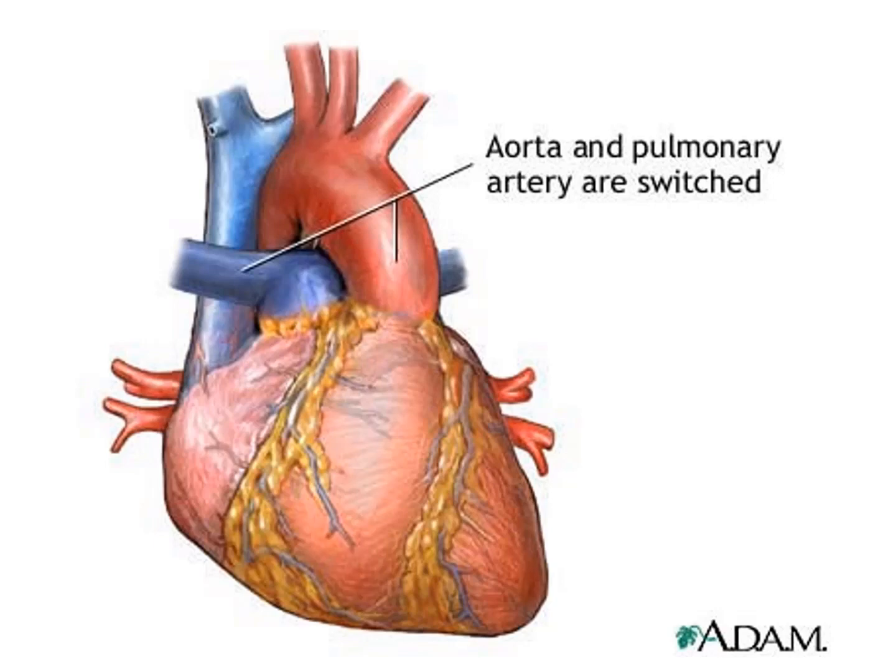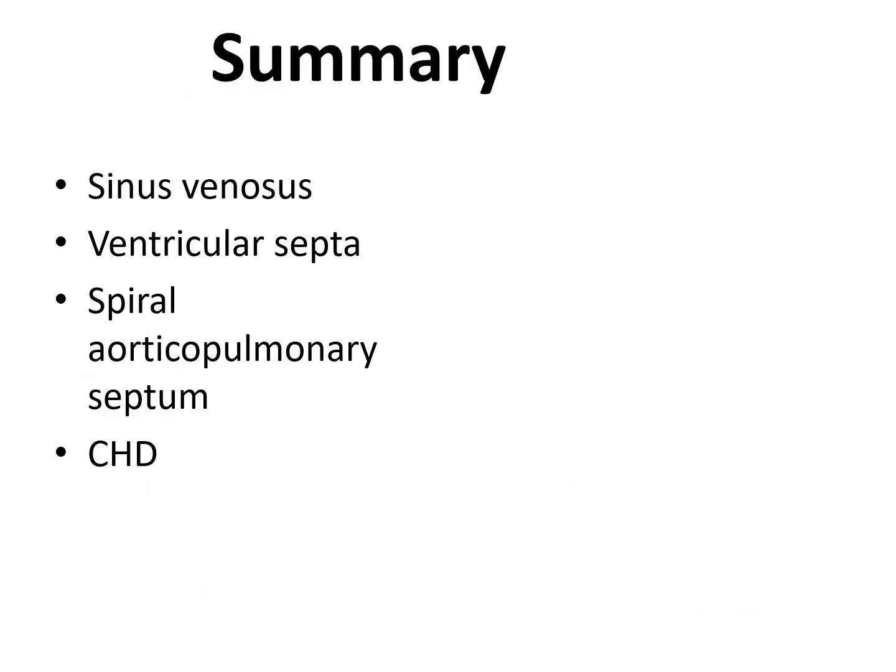This is the aorta, it is anterior. If you follow it, it is coming from the right ventricle. This is the pulmonary. If you follow it, you will see that it is coming from the left ventricle.